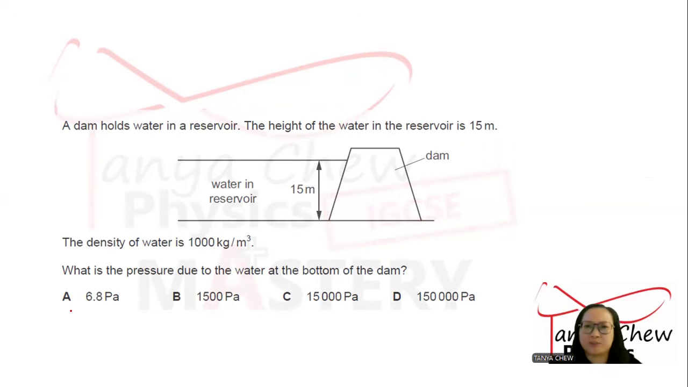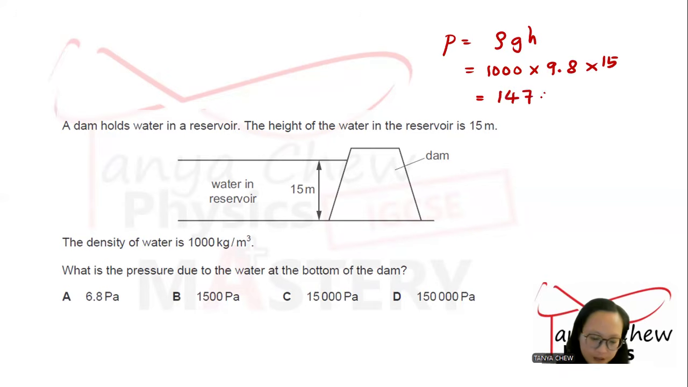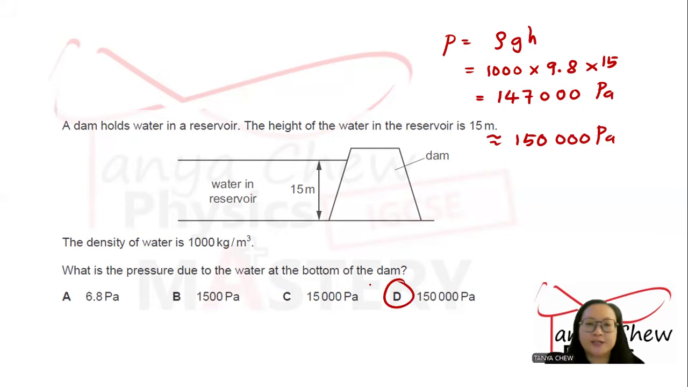So when the density is being given, always write this equation, P equal to rho g h. So rho is the density, which is 1000, g is 9.8, and the height is 15, measured from the surface of the water, right? So you will get 147,000 Pascal, or you round it off to 150,000 Pascal. D is the answer.